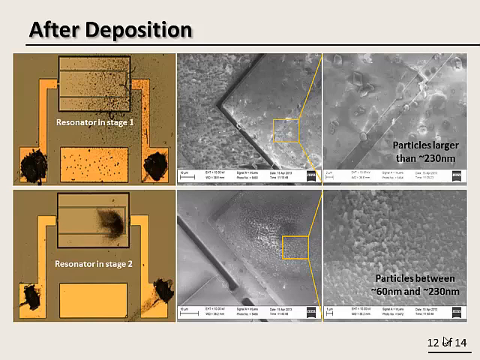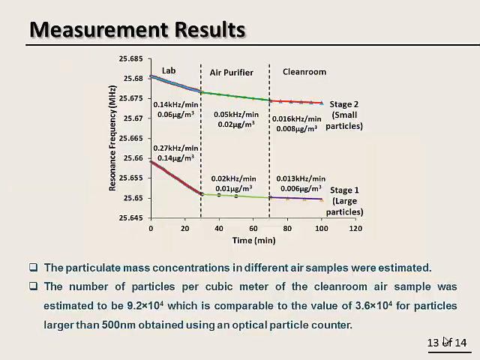Here the SEM pictures show that larger particles are collected on the first stage, while the smaller particles down to 60 nanometers are collected in the second stage. Obviously, by adding more stages, particles smaller than 60 nanometers can be easily collected with a similar system. Here are the measurement results.